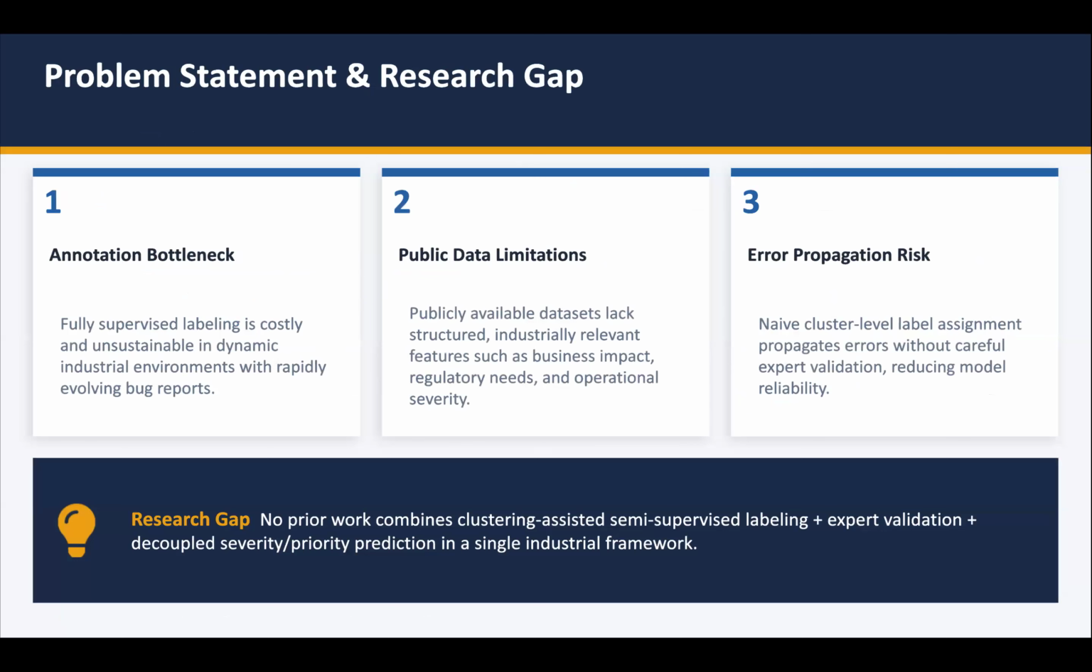Problem statement and research gap. We identified three core problems. First, the annotation bottleneck. Manually labeling thousands of bug reports in a dynamic industrial setting just doesn't scale. Second, public datasets simply don't have the features that matter in a real enterprise, things like business impact, regulatory compliance, or operational severity. The third one is that naive cluster-based labeling is risky. Errors at the cluster level get multiplied across your entire training set.